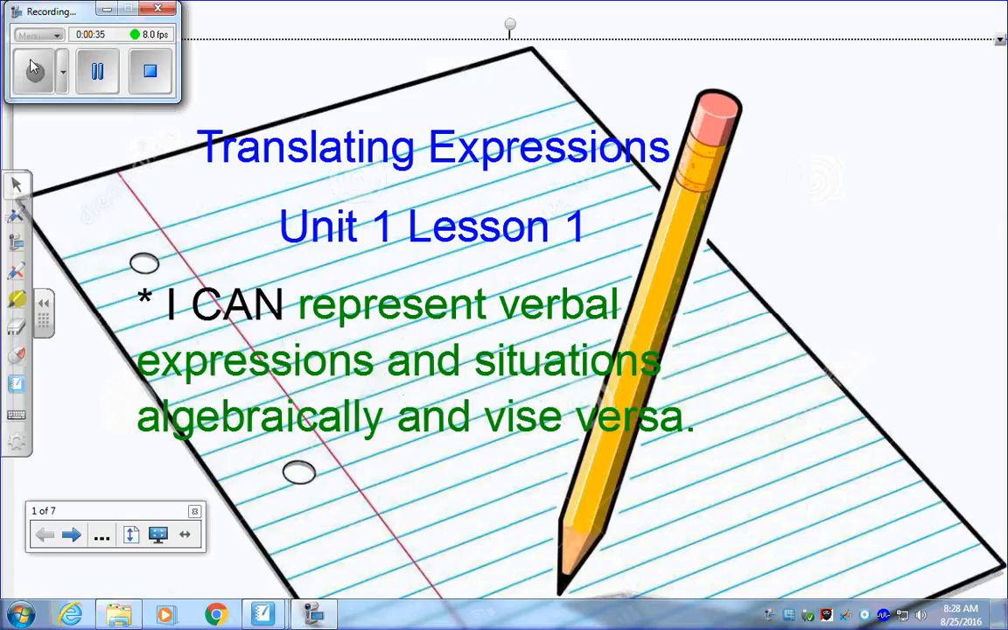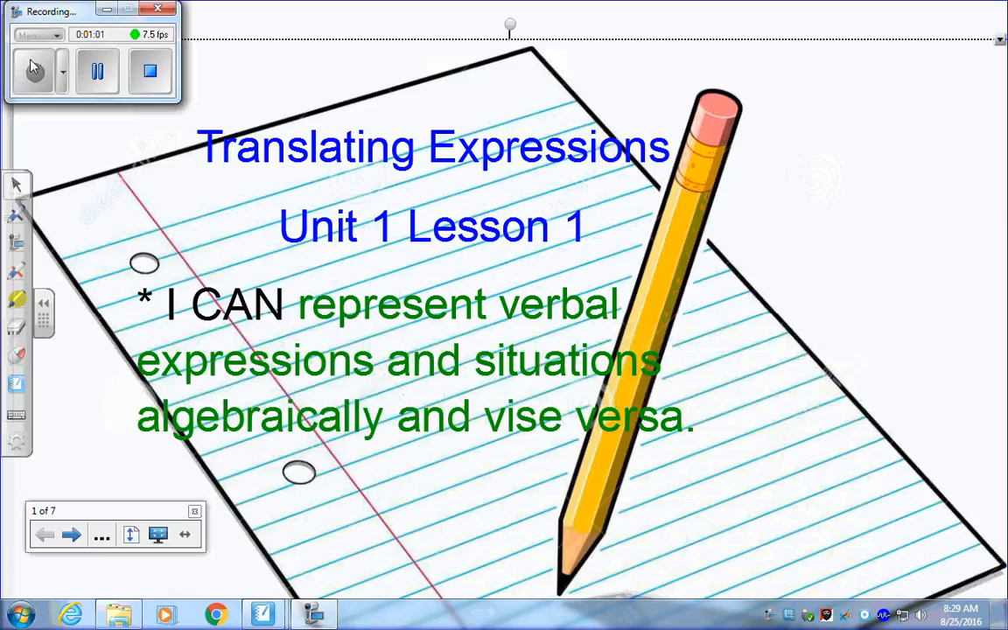All right, so by the end of today's lessons, you should be able to represent verbal expressions in situations algebraically and vice versa. Okay, so what does that mean? What are we doing today? All right, when we talk about verbal expressions, we are talking about words. Now, keep in mind that math itself is a language. So what we are doing is we are going to take English words and put them into our math language. We are going to be writing them using math symbols.